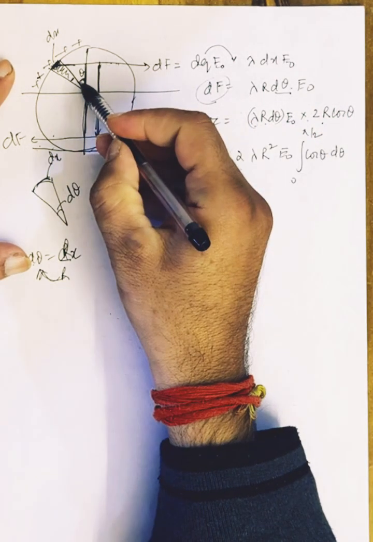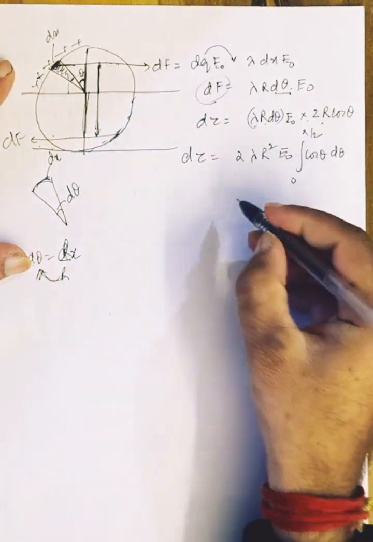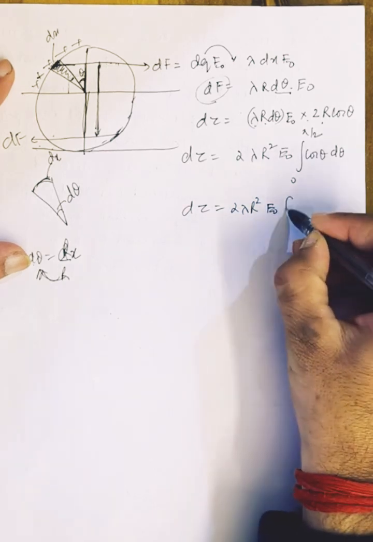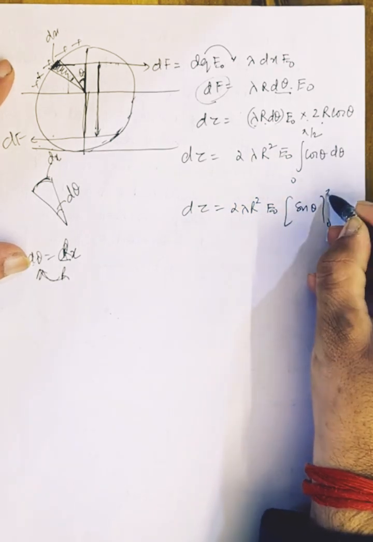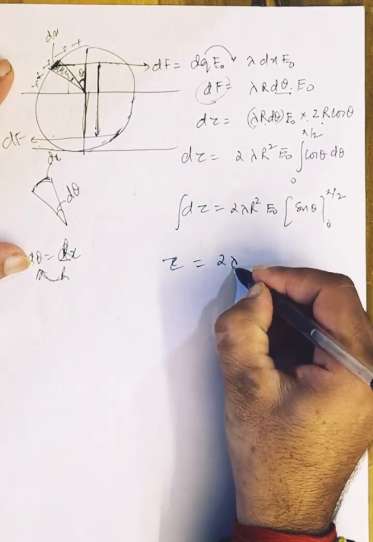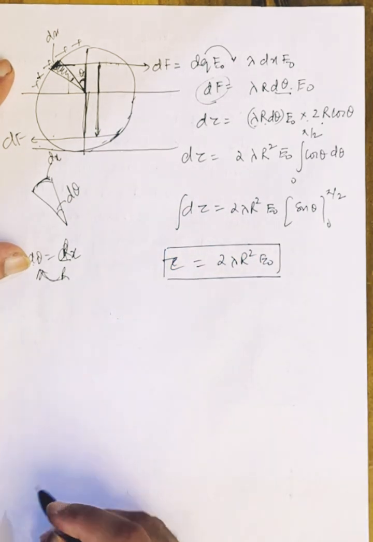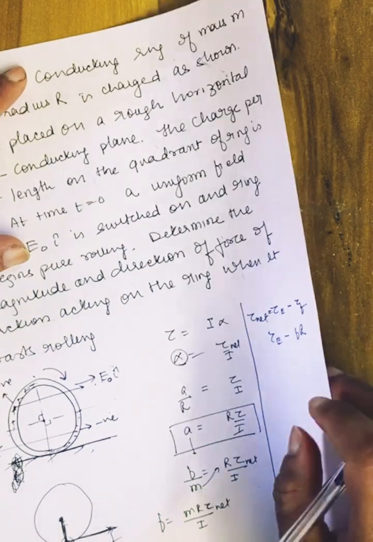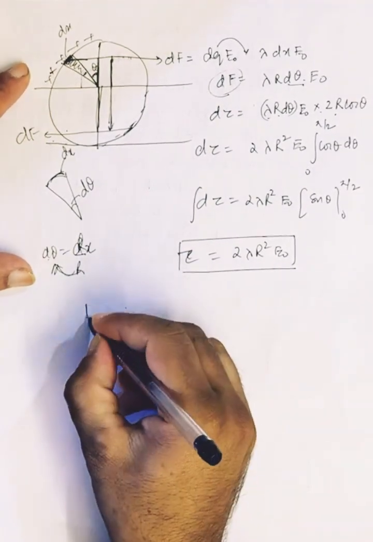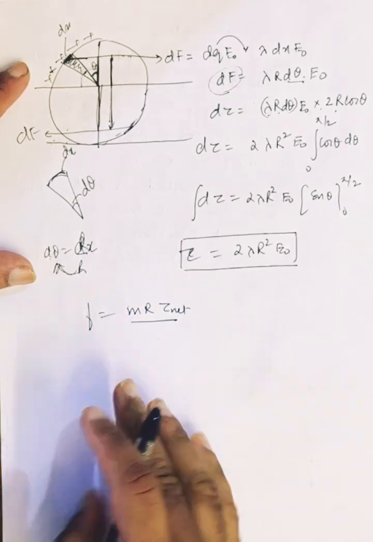That is from 0 to pi by 2 because the charge is only in the first quadrant. So we have 2 lambda r square E naught, the integral of cos theta is sin theta, from 0 to pi by 2. This will become 1. So we got the torque as 2 lambda r square E naught. That is the torque we have got. And we just now found this expression: F is equal to m r torque net divided by I.